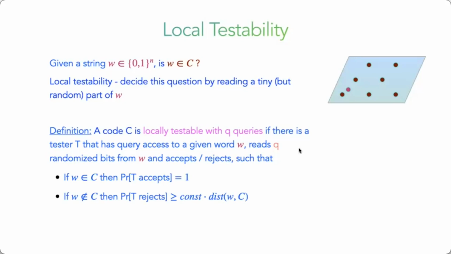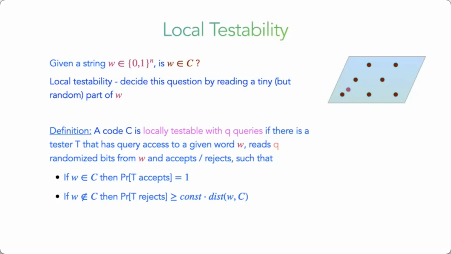But if the string is not in the code, then well, I would love to say it will always say no. Then it would be perfect, right? But that's impossible. Why is it impossible? If you had a word in the code and someone came and just changed one bit, it's already not in the code. But my tester is only going to read a small tiny part, so there's no way it can catch that one bit. So I cannot expect this from my tester.